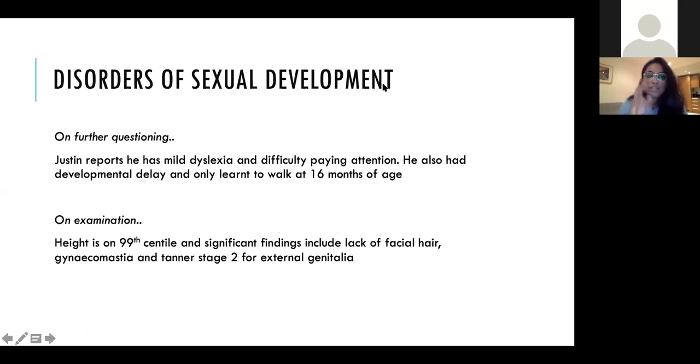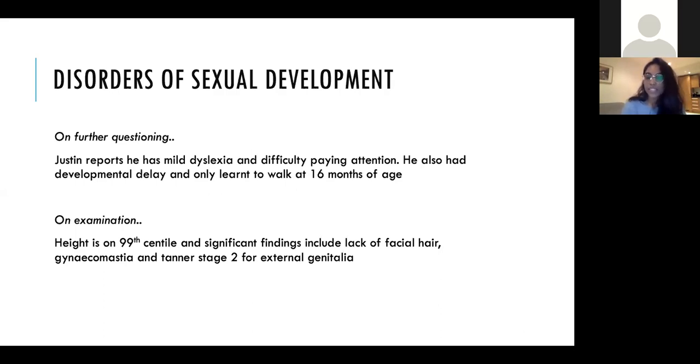Okay, so he tells you that he has mild dyslexia and difficulty paying attention. He's also had developmental delay and only learned to walk at 16 months of age. So that's what you would get as part of the developmental assessment, and mild dyslexia, that would come into past medical history. So just to remember, it might not all just be related to the puberty. You have to think about possible developmental delay as well, which he does have. And you remember the height. The height is on the 99th centile.